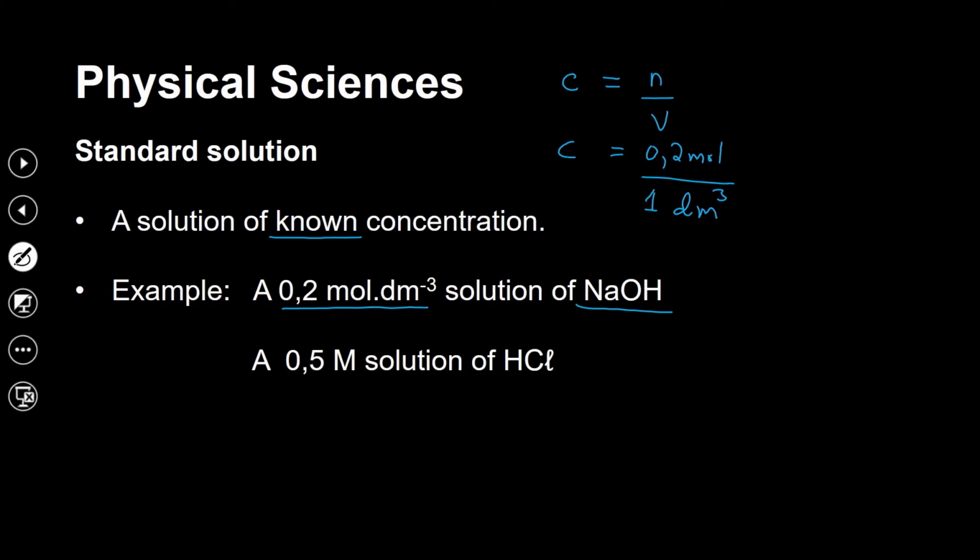How about if we talk about 0.5 molar? So the term molar would represent mole per cubic decimeter. So these two units, molar and mole per cubic decimeter, represent one and the same thing in the context of concentration, right? So for the other one, it will be 0.5 mole, that's the quantity of solute for every cubic decimeter. So this is what it means when we talk of a solution that is of known concentration.